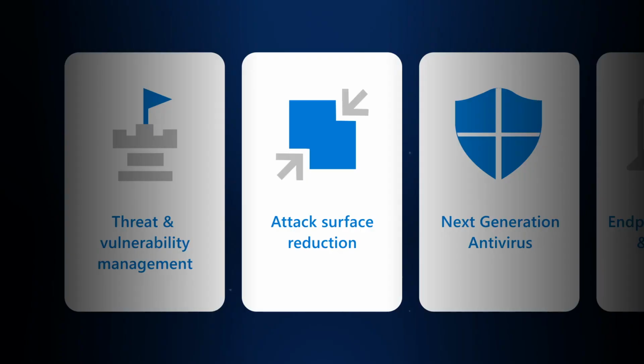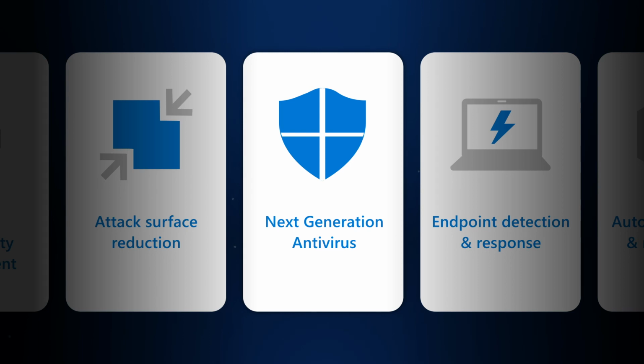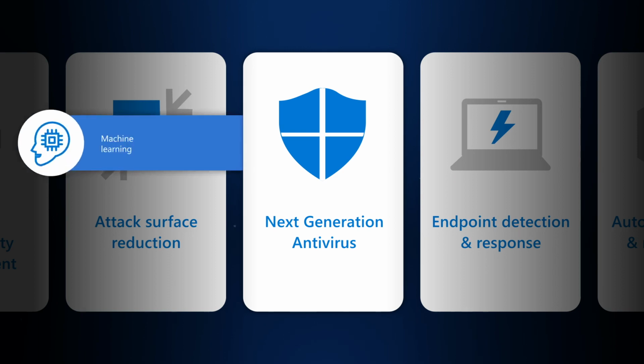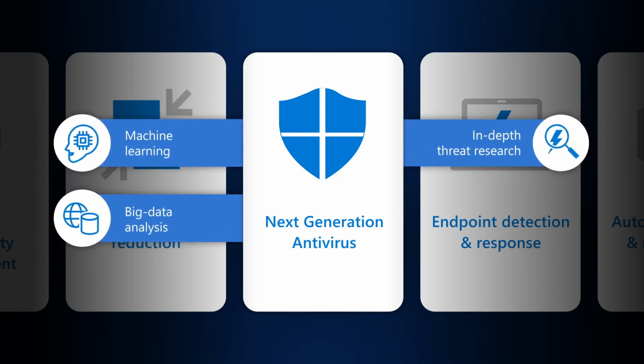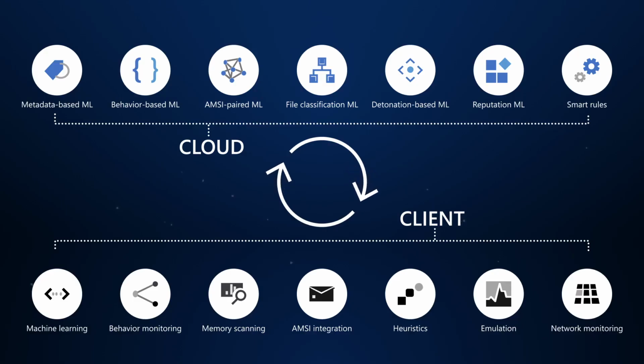While vulnerability management and attack surface reduction help to neutralize threats before they can impact your machines, our next-generation antivirus can detect and block attacks before they can do any damage. That's next. Microsoft Defender Antivirus is the next-generation protection component in Defender for Endpoint that combines machine learning, big data analysis, in-depth threat research, and the Microsoft Cloud infrastructure to protect devices. It uses behavior monitoring, heuristics, and real-time threat protection to detect and block malicious file or fileless threats. Through the power of the cloud, it detects and blocks new and emerging threats almost instantly.